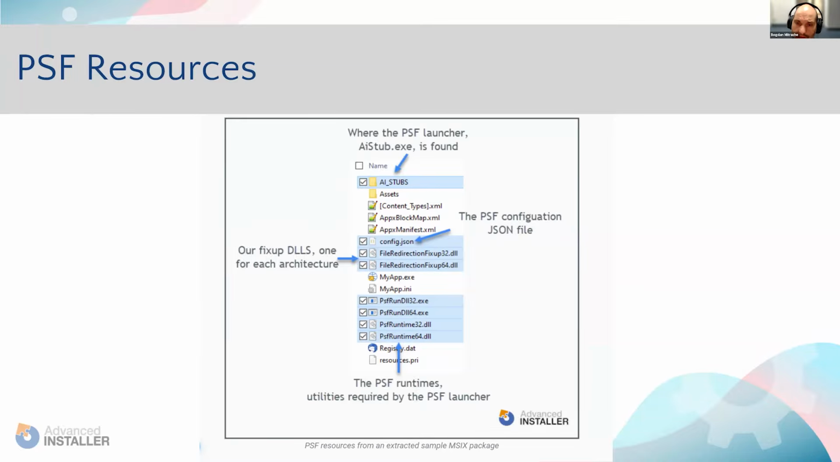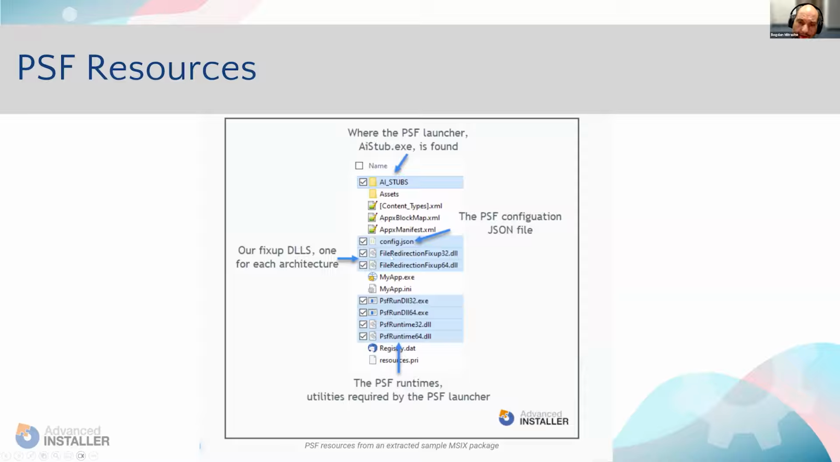It was doing similar fixups, but with a much more reduced scope because we were limited with regards to the API access from the system. When Microsoft released the PSF project, we could take that and add on top of our existing AI stubs launchers and expand those. And along with the launcher, you have the fixups, DLLs, and their configurations.